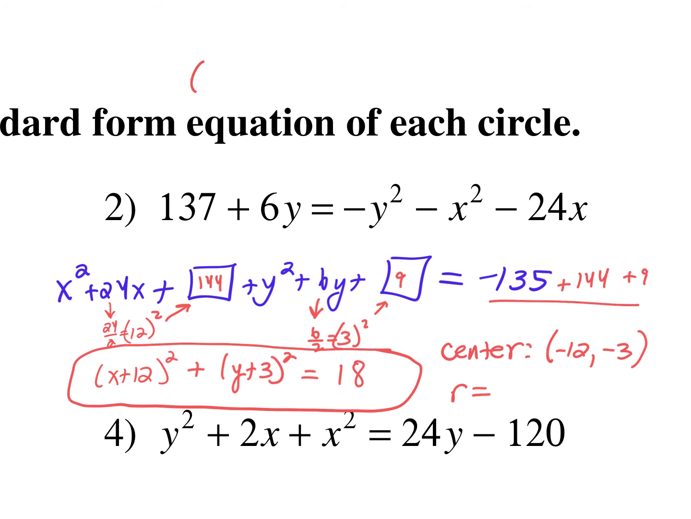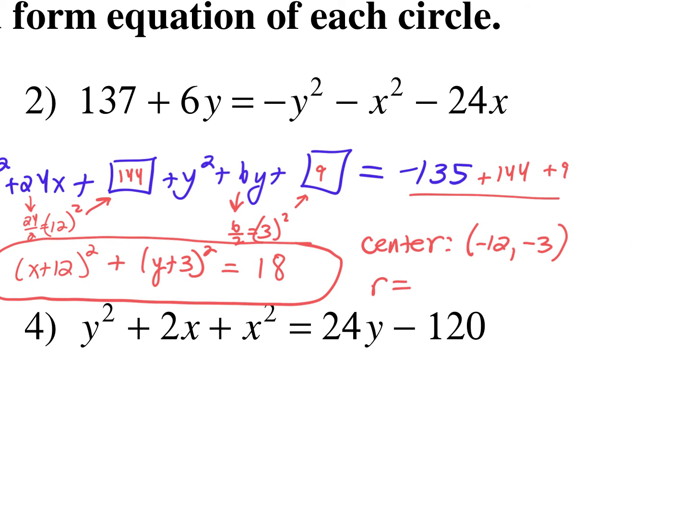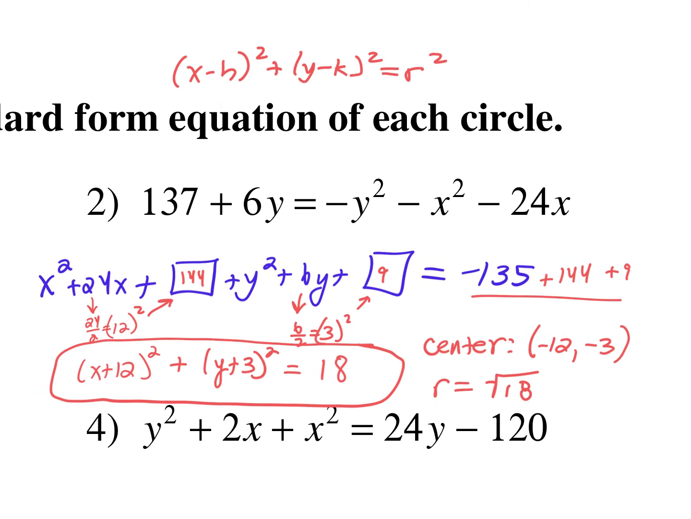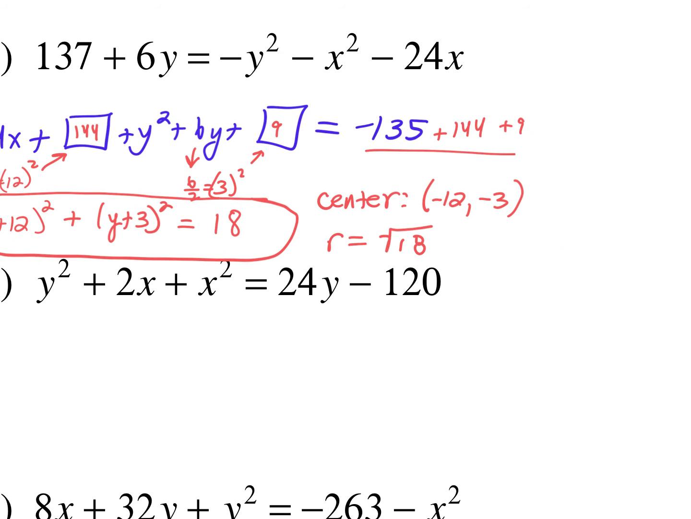Our standard form of an equation of a circle is x minus h squared plus y minus k squared equals radius squared. So how do I figure out what the radius is? 18 is the radius squared. It's the square root of 18, right? Because in the equation, that's radius squared, so you take the square root. Can you guys break that down? Yes. If you can break it down, you have to. The square root of 18 is the same as 9 times 2, right? Which becomes 3 root 2.